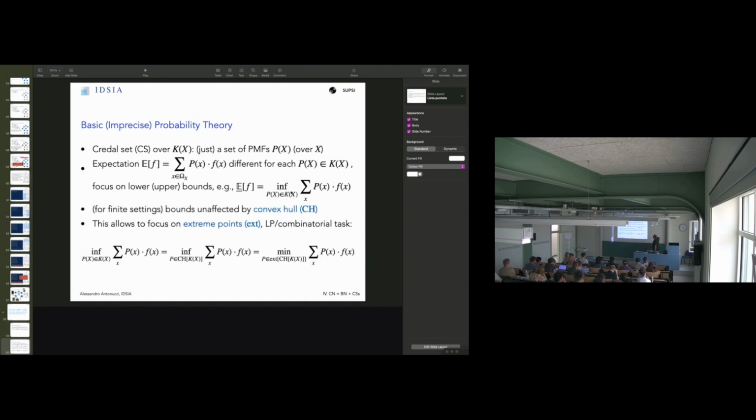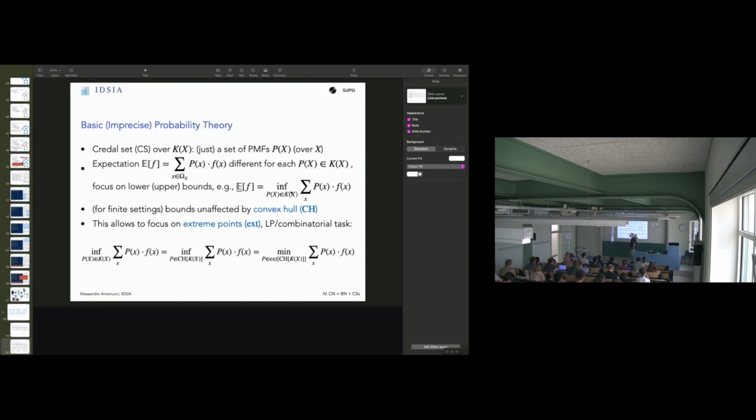Okay, let's say that I work in a finite setting. Basically, this expectation, which is a linear functional, is not affected by the convexification. I might have a set of probability mass functions. If I take the convex closure, the convex hull of these points, I obtain a convex set. If I replace K with the convex hull of K, the lower bound and the upper bound of my expectation will remain the same. So nothing changes if I do convexification.